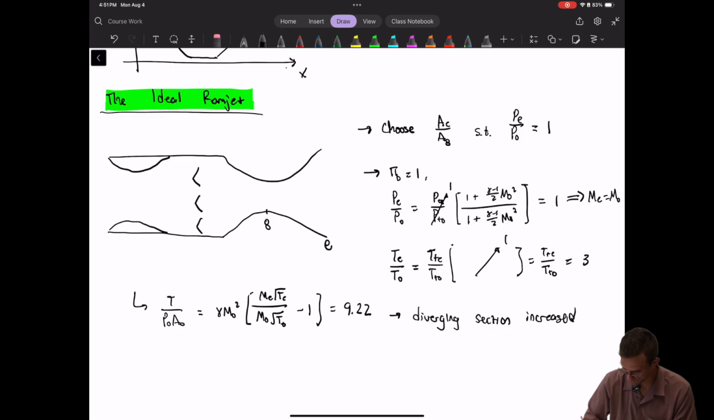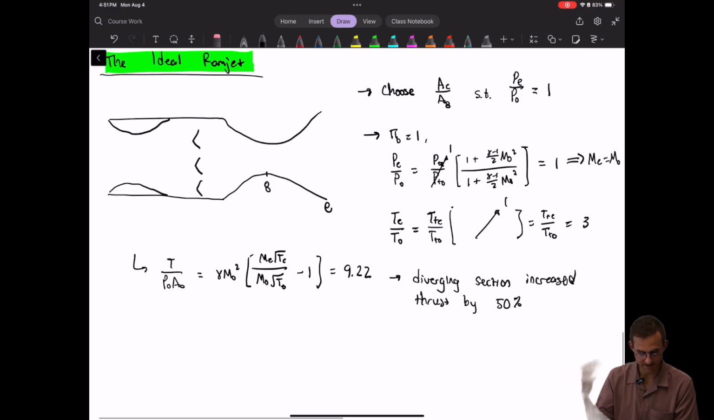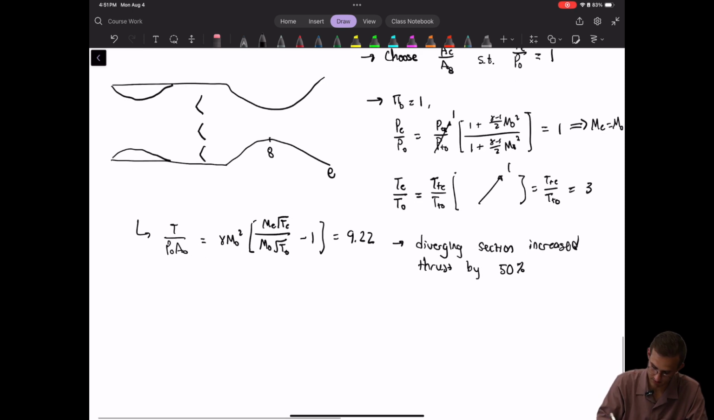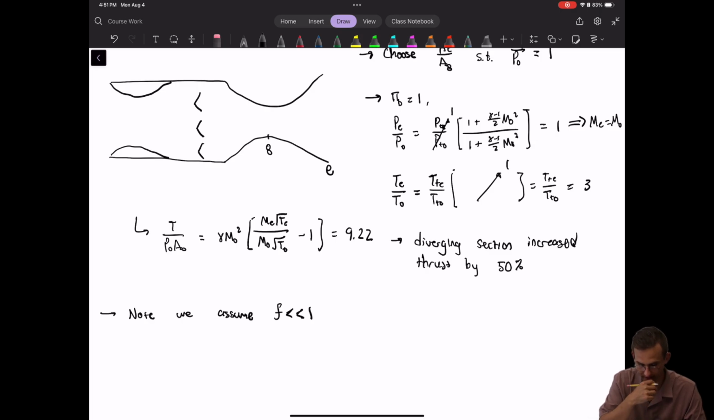Increased thrust by 50%. Okay? So this whole time we've actually been assuming that the fuel mass flow rate is very small, or rather, note, we assume that f is much less than 1. But we should be able to justify this assumption, right?